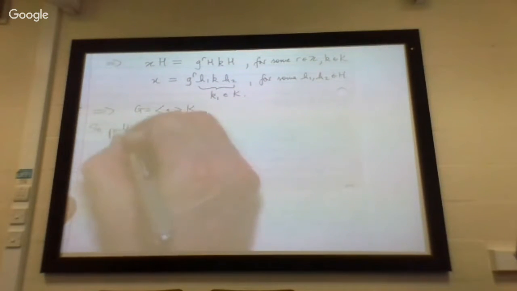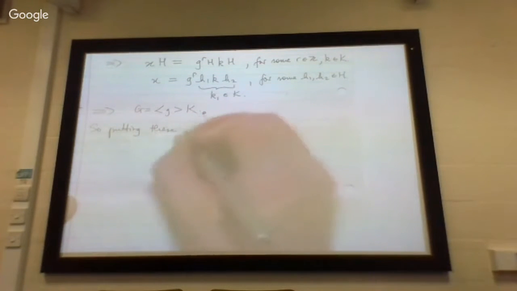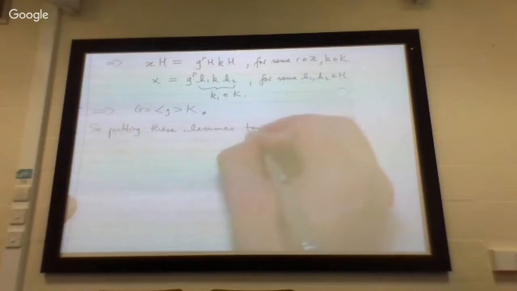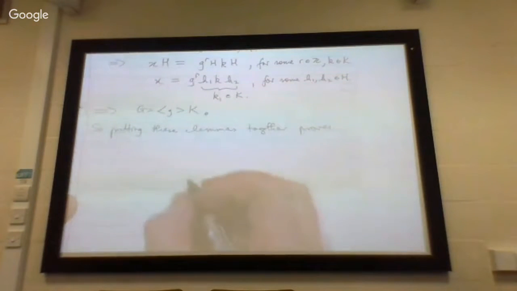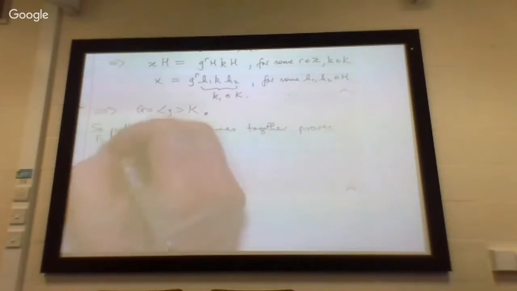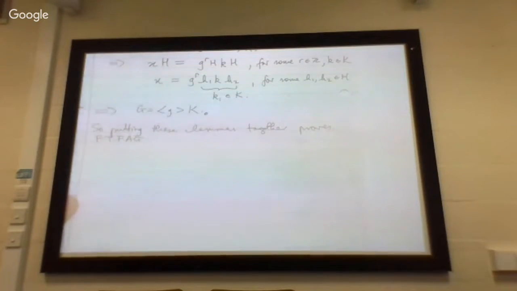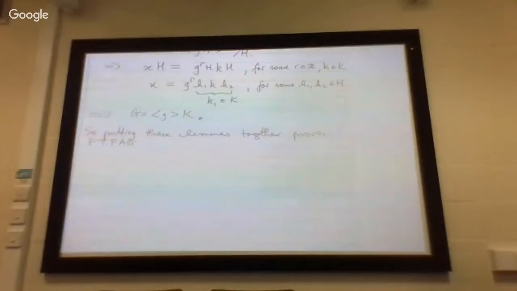Yeah. So putting these lemmas together proves the fundamental theorem of finitely generated abelian groups, the FTFAG, so to speak. It's worth just outlining the key steps. So lemma 13.8.